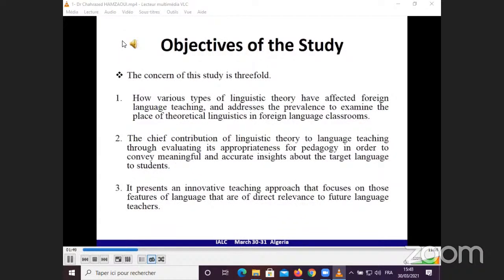Therefore, the concern with studying linguistics: this paper discusses how various parts of linguistic theory have affected foreign language teachers and addresses the preference to examine the place of theoretical linguistics in foreign language classrooms. Second, it also tries to describe the chief contribution of linguistic theory to language teaching through evaluating its appropriateness for pedagogy in order to convey meaningful and accurate insights about the target language to students. And finally, it presents an innovative teaching approach that focuses on those features of language that are of direct relevance to future language teachers.